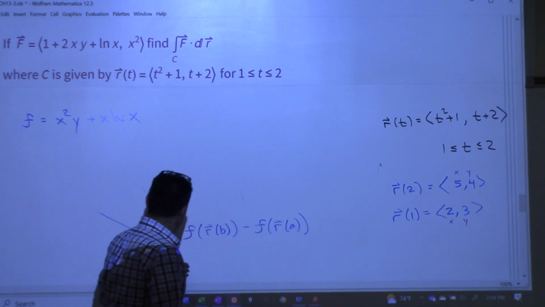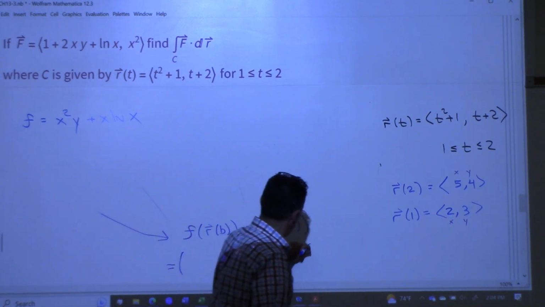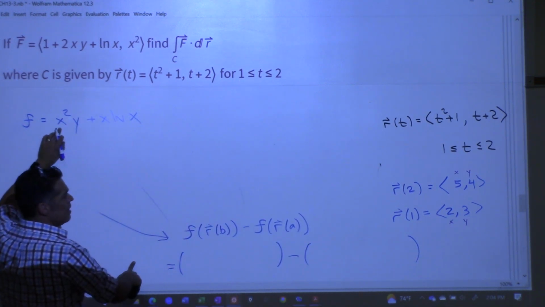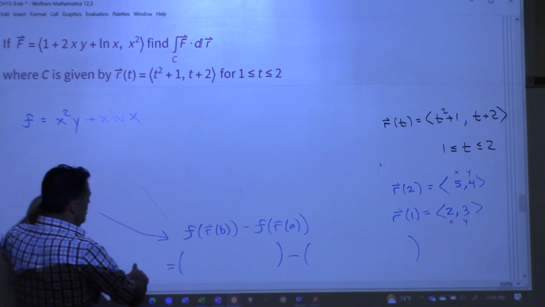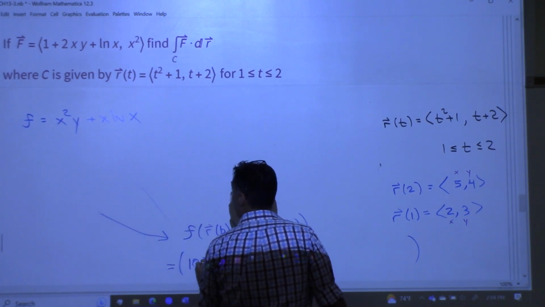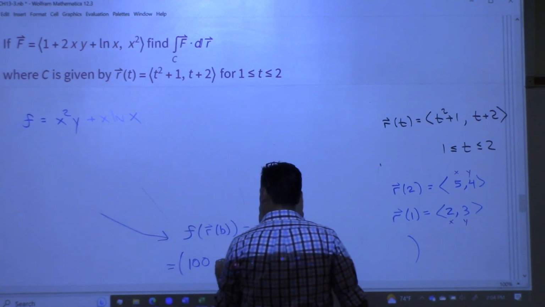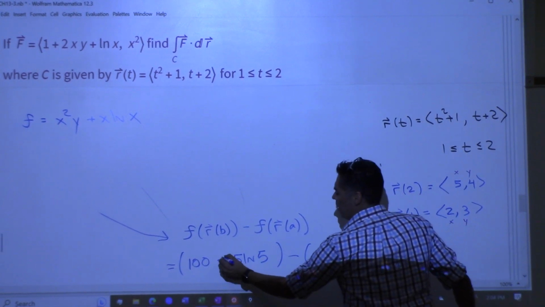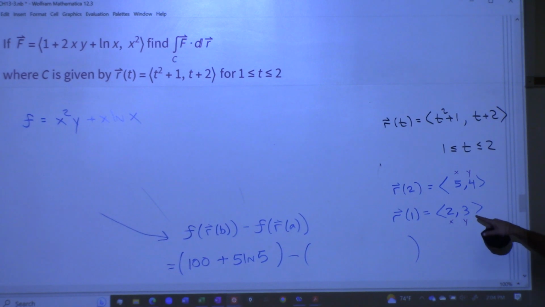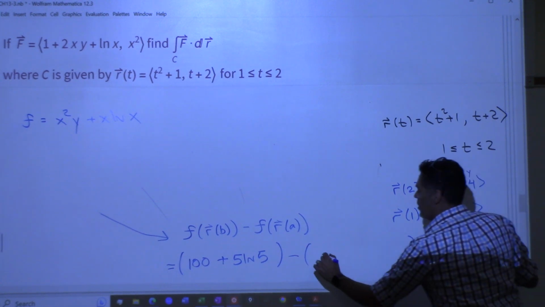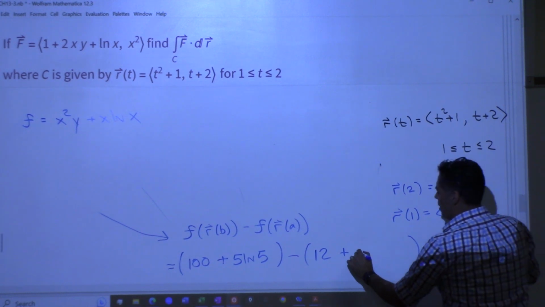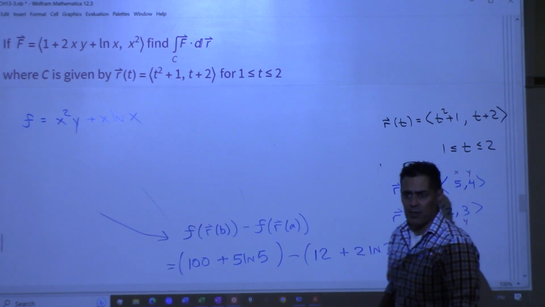So continuing right here. If I plug in to that function, for x I'm replacing it with 5, and the y is 4. So 5 squared, 25 times 4 is 100, plus 5 ln 5. And now we go to this one, right? It's going to be 2 squared, 4 times 3 is 12, plus 2 ln 2. And that's some number, and that's our answer.